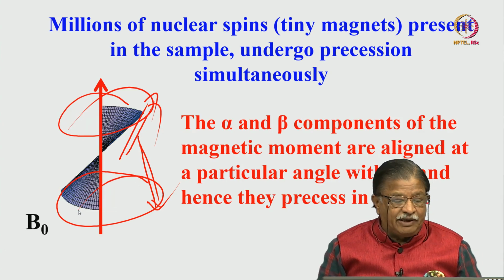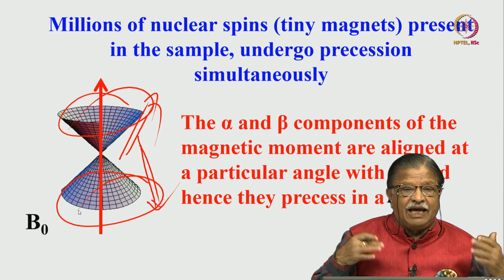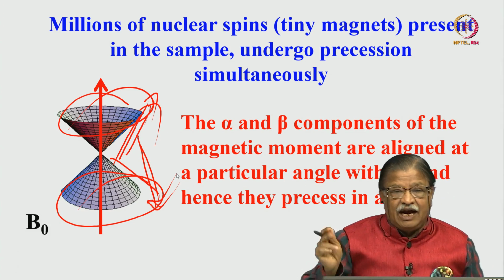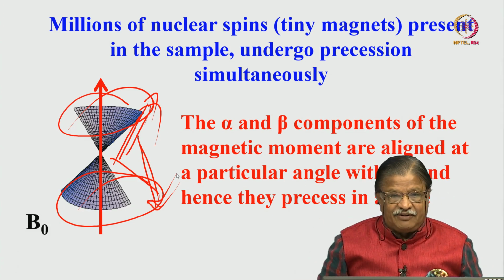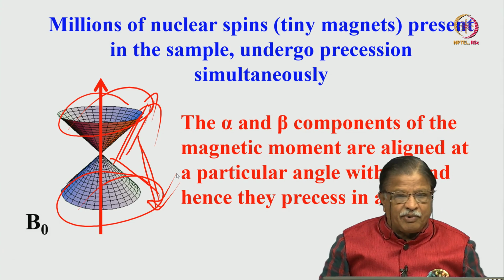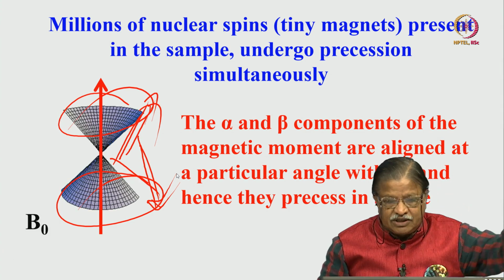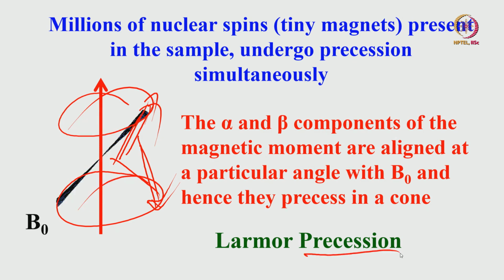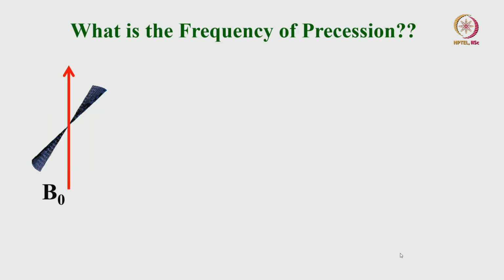And these two alpha and beta components of the magnetic moment will have a particular quantization direction and start precessing in the magnetic field because of the torque that is produced due to the two possible forces which I explained. And this is called Larmor precession. Remember, this is called Larmor precession.